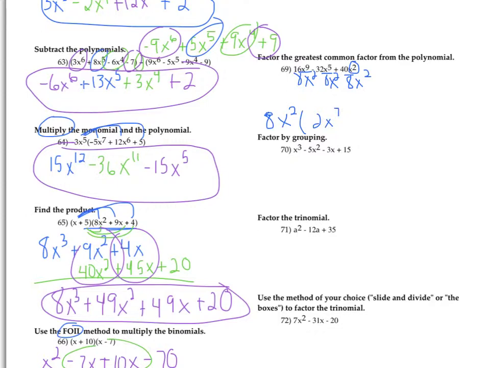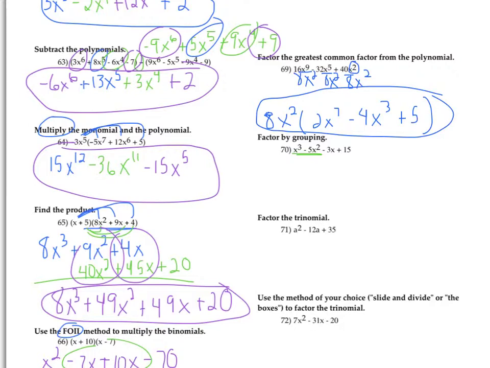Remember, we subtract exponents when we're dividing. So 2x to the 7th. And then negative 32 divided by 8 is negative 4. Subtract those exponents, get x cubed. 40 divided by 8 is 5. x squared over x squared cancels out. So here's our answer.